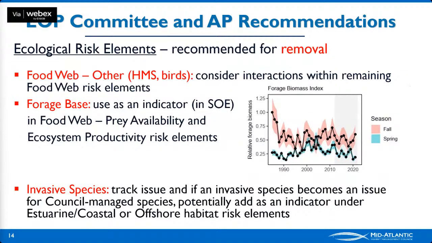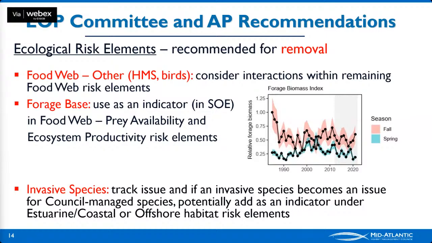For those risk elements under the ecological risk elements that they're proposing to get rid of, one of them is a food web, looking at sort of other interactions with HMS and shorebirds. We have three other food web risk elements that we are including in the risk assessment. And all three of those food web risk elements are looking at things differently than they are currently included in the risk assessment. They're taking a broader look at things, which would include HMS and shorebirds and some of the other predator-prey dynamics that are taking place. And so it was suggested we remove that one since it's already being incorporated in some of our other food web risk elements.